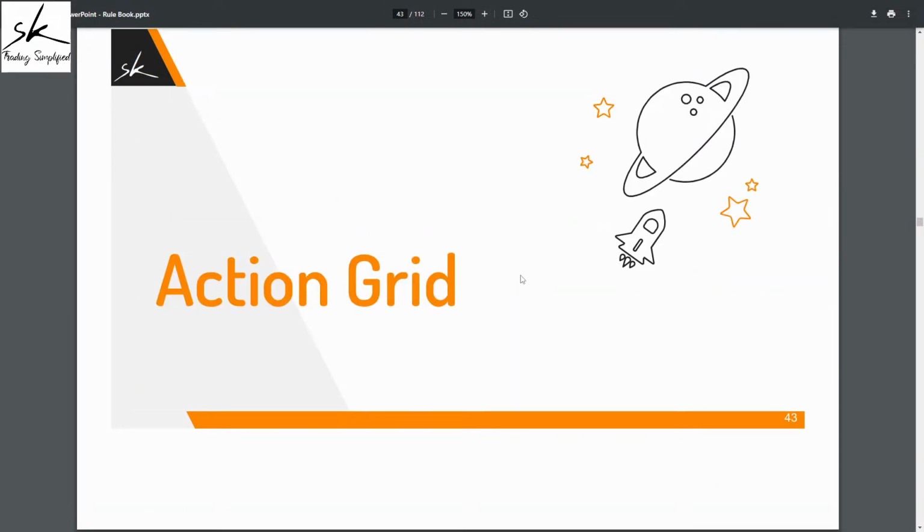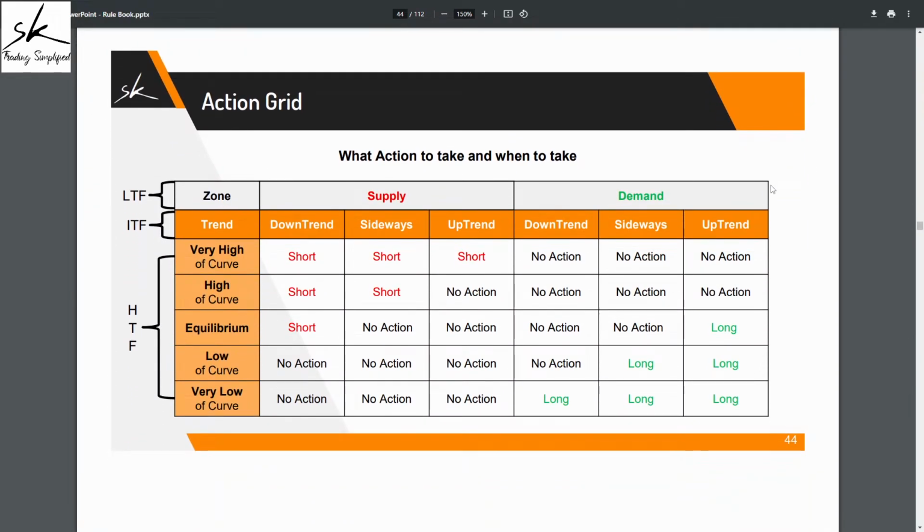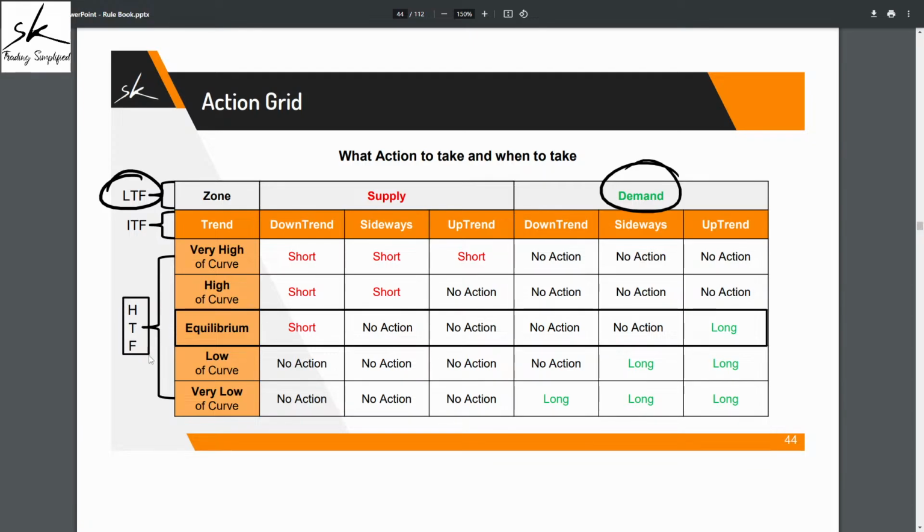So if you go to the action grid, you can see the action grid basically tells us that on your lower time frame, if you have a demand area, and that demand area is located at the equilibrium location based on your curve analysis, which is done on the higher time frame, and your trend is sideways, then in a sideways trend, you should not be taking any action.